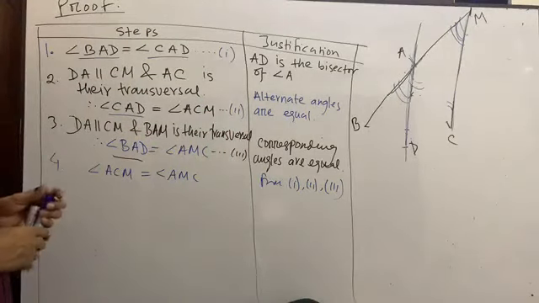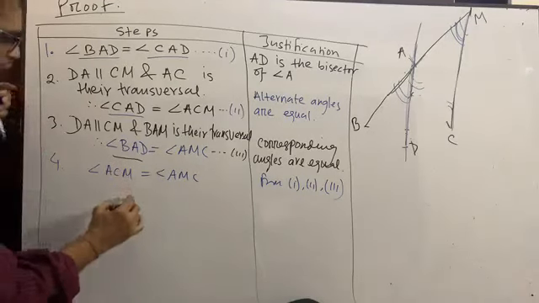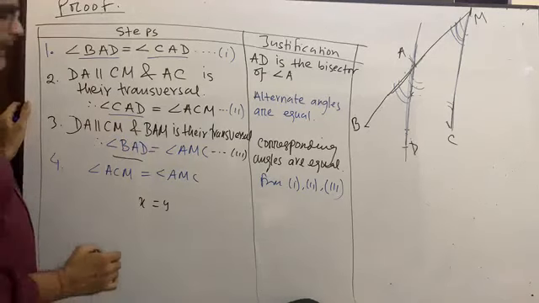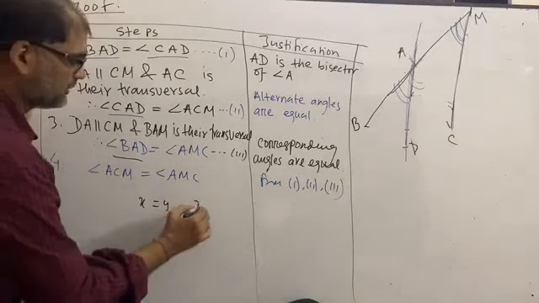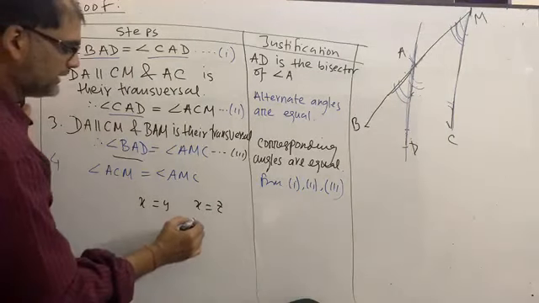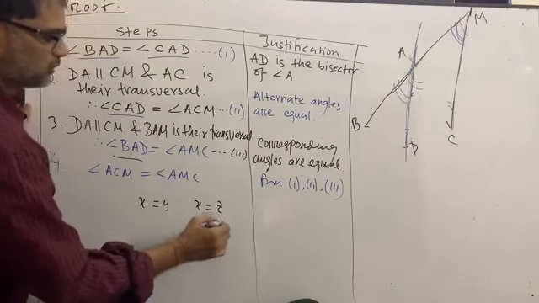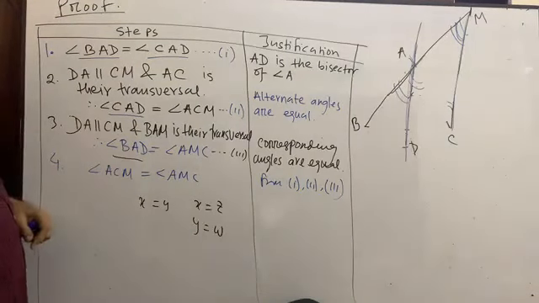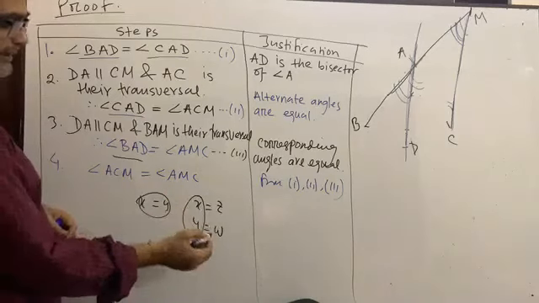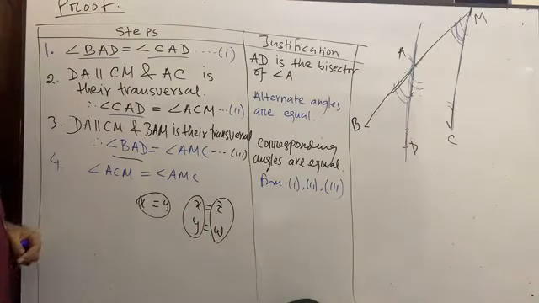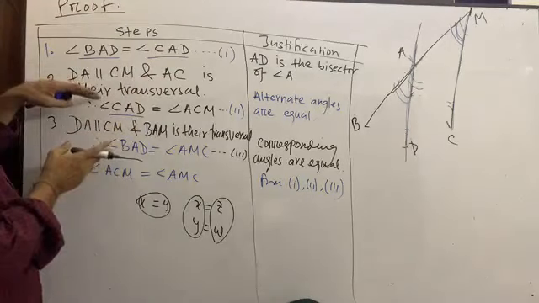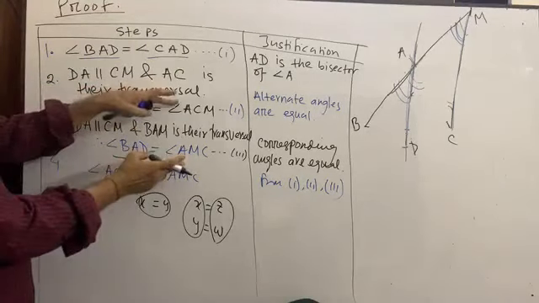Or will I show you again? Suppose x equals y. I am telling you, x equals z. Again I am telling you, y equals w. What does it mean? As they are equal, that means they are equal. Have you got it? In this way, these two are equal. That means they are equal.